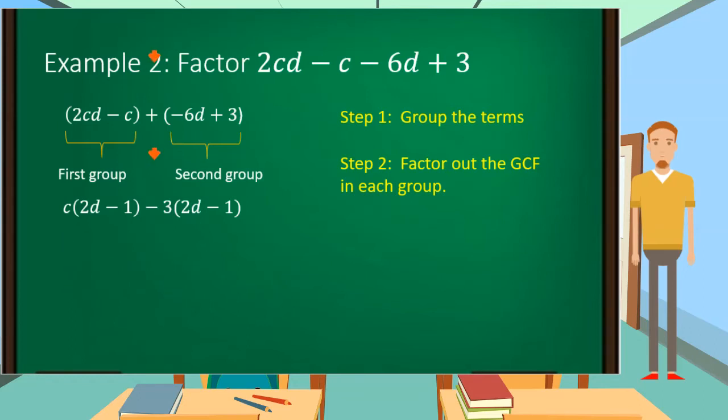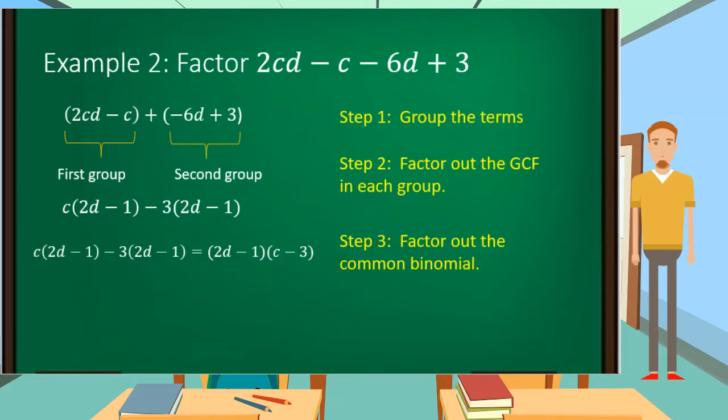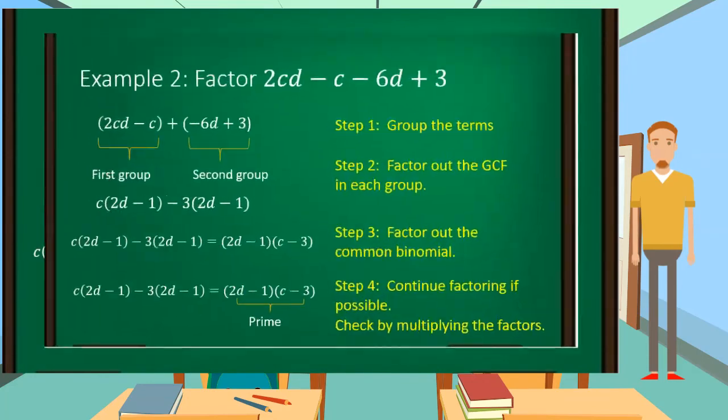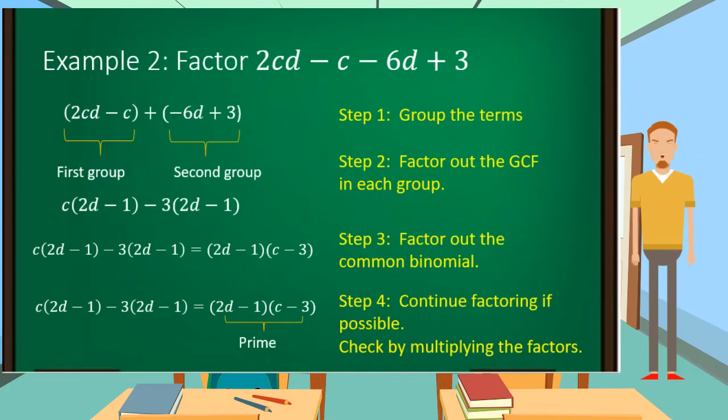Notice that we changed the plus sign to minus sign. We selected negative 3 as the GCF of the second group, so that the other factor of the second group will be the same as the other factor of the first group. As you can see, both groups contain the common binomial factor 2d minus 1. We can use the distributive property to factor out this common binomial factor. Therefore, the factored form of 2cd minus c, minus 6d plus 3 is 2d minus 1 times c minus 3.